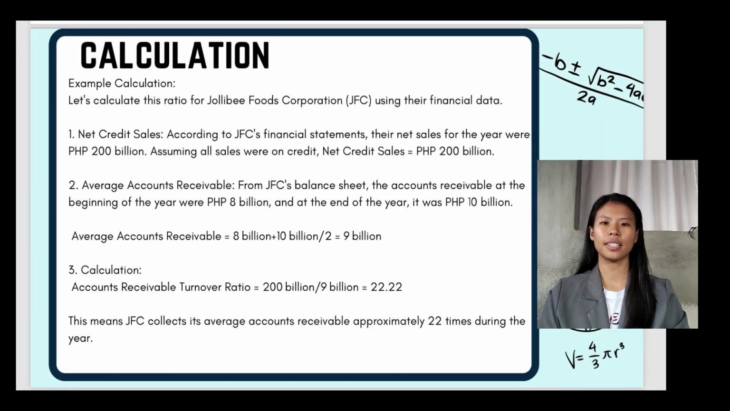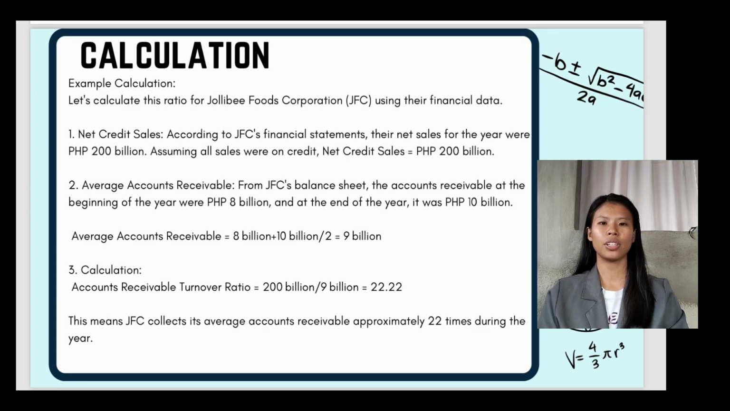So we have here the examples. Let's calculate the ratio for Jollibee Foods Corporation using their financial data. The net credit sales, according to JFC's financial statements, their net sales for the year is 200 billion. For the average accounts receivable from JFC's balance sheet, the accounts receivable at the beginning of the year were 8 billion pesos and at the end of the year it was 10 billion.